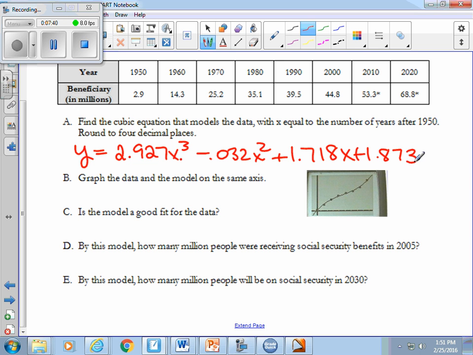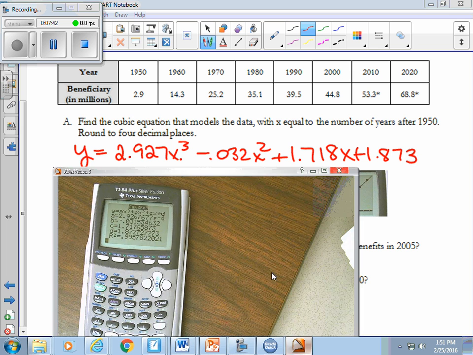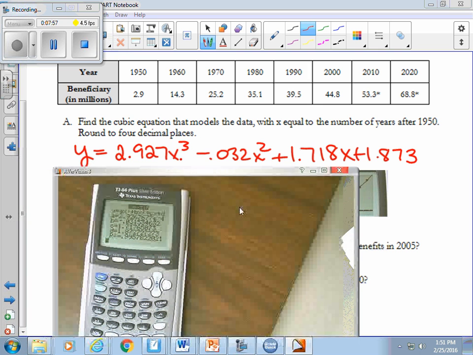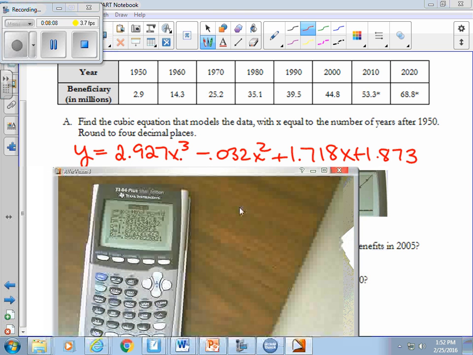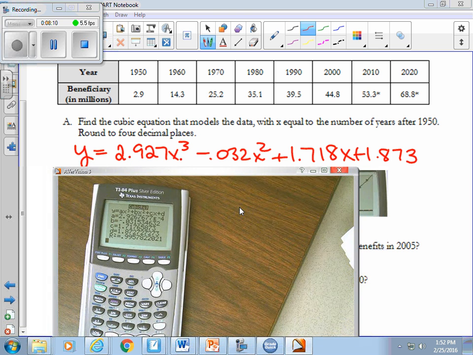Everyone see where I'm getting those numbers from the calculator into the equation? The A, B, C, and D. Everyone see how that works? Then it asks me to graph my data and the equation on the same coordinate plane. I'm going to make my calculator do all of that for me. I made the calculator store the equation that I just wrote down in y equals, so it already has that piece, but I also want my calculator to plot the dots.